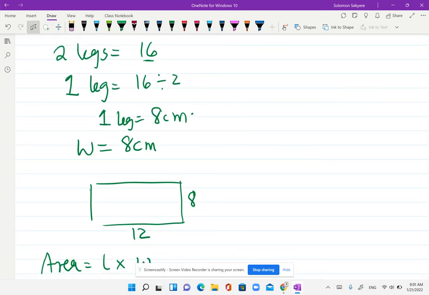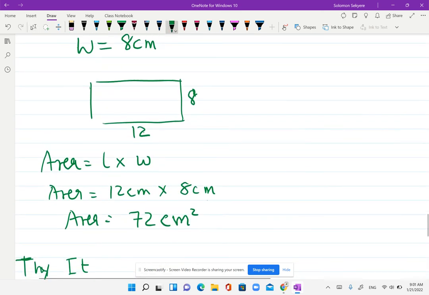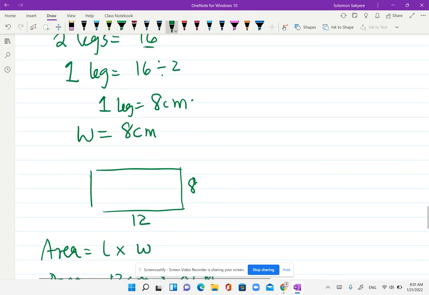You draw the picture: 8, 12. What is the area? Area is length times width, and it's 12 centimeters times 8 centimeters. Because we have centimeters and centimeters, we have both of them. 12 times 8 is 72. We write centimeter squared, the 2 up here, centimeter squared. That's area.